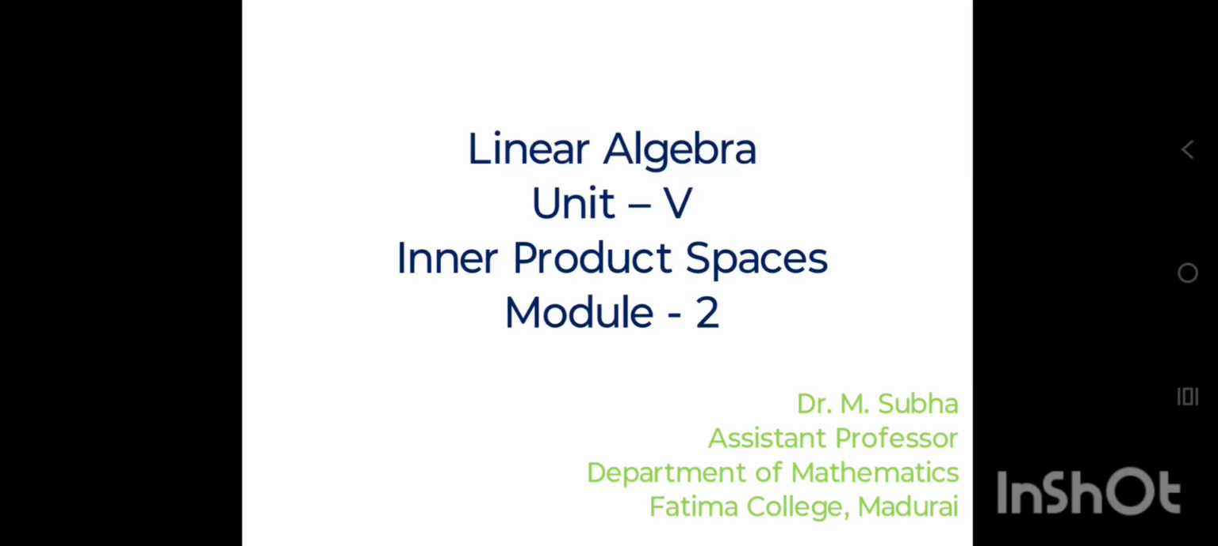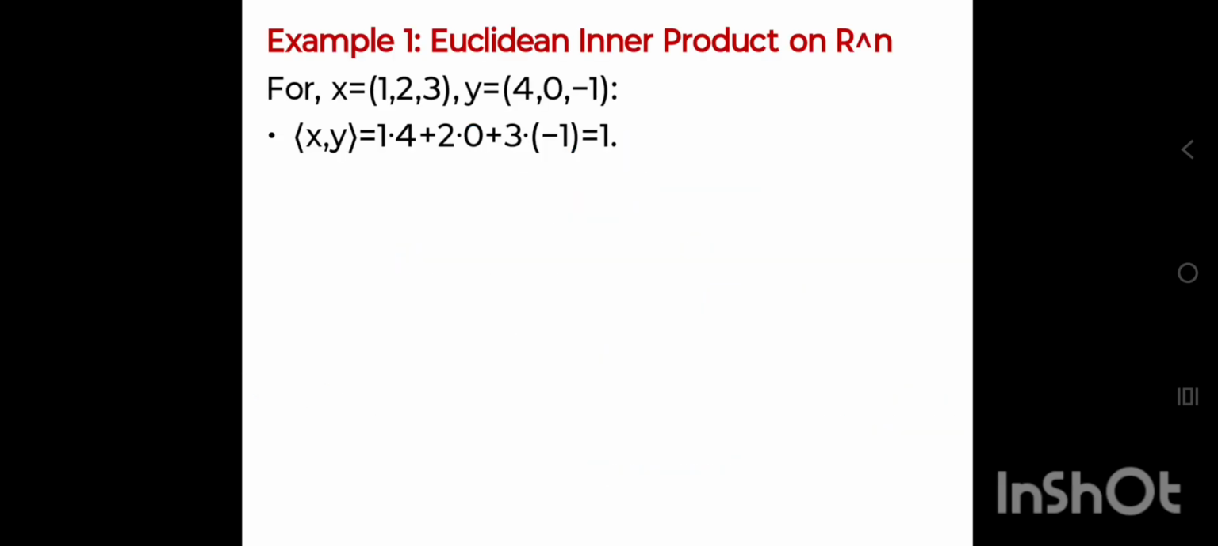This is Module 2 Linear Algebra Unit 5, Inner Product Spaces. Here we see the examples. Euclidean inner product on R^n.